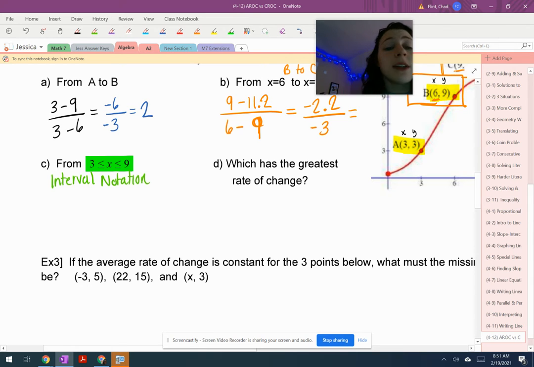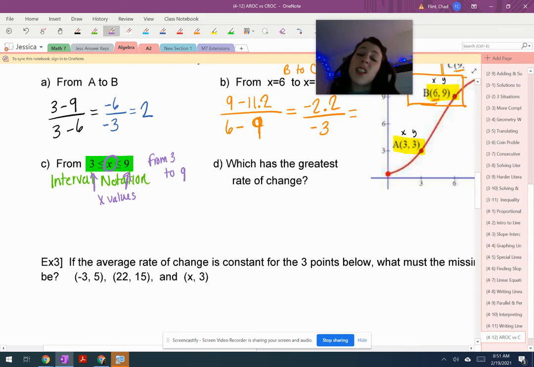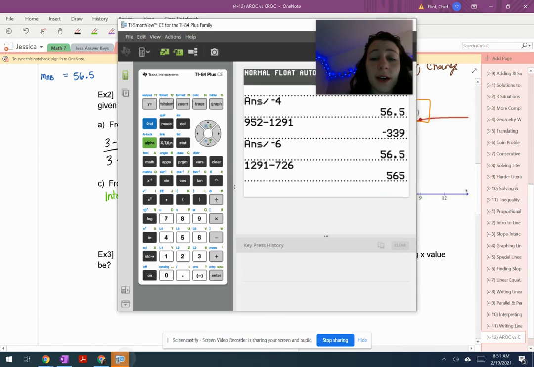And all that means is that, sorry, this piece is clearly talking about x values because of the x in the middle. So this 3 and this 9 are both x values. And it just means from 3 to 9. That's all that means.